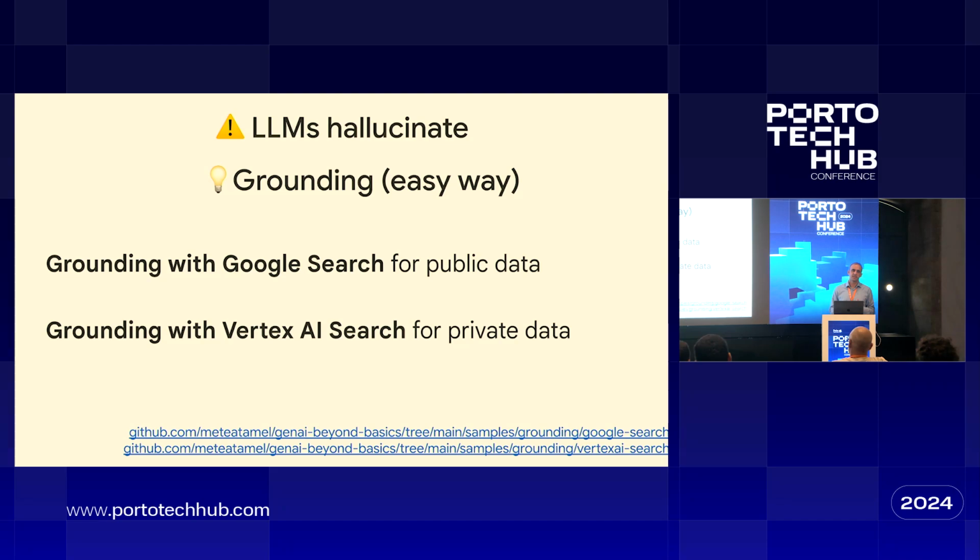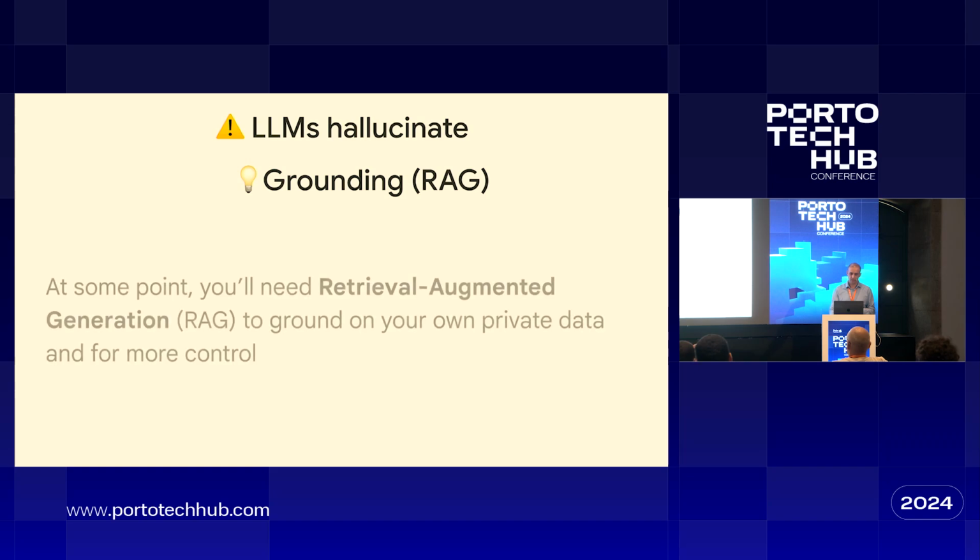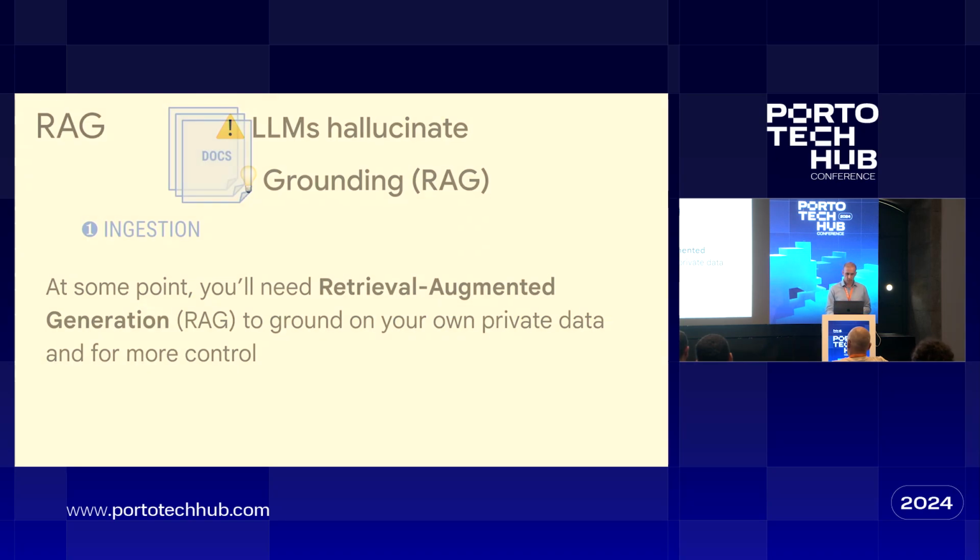There's no settings, or there's not much to tune, basically. So if it works, great, but if it doesn't work, then you need to do grounding the hard way, and that typically ends up being what's called RAG, Retrieval-Augmented Generation. The idea here is that you use this technique, RAG, to ground with your own private data, and it will give you more control on what you're ingesting, how you are ingesting it, and how you can search for that ingested data. So let's take a look at how this actually works.